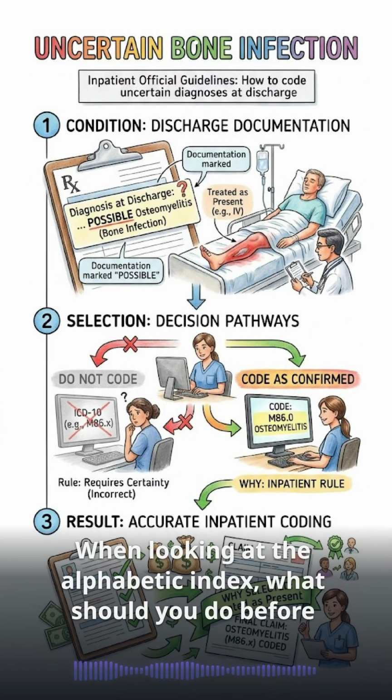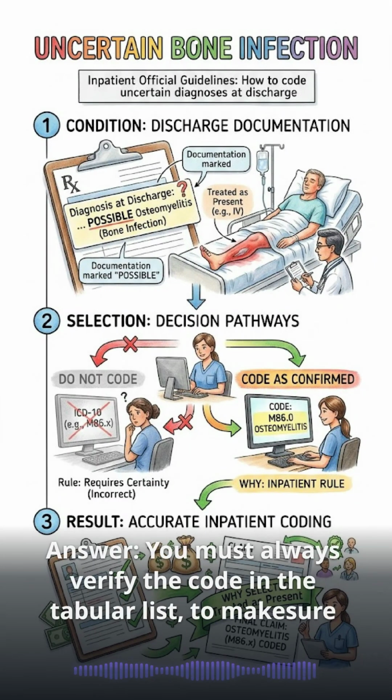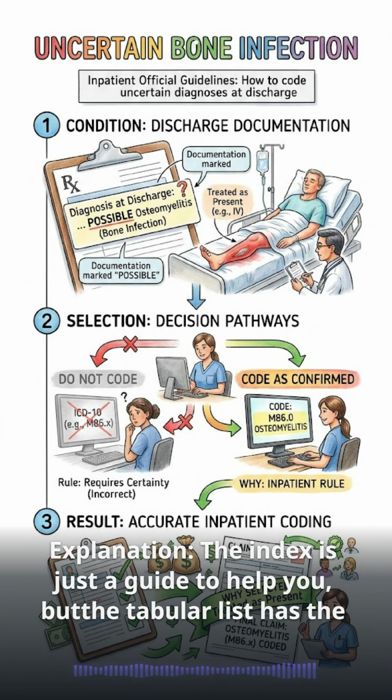13. When looking at the alphabetic index, what should you do before assigning the final code to the patient? You must always verify the code in the tabular list, to make sure you have the exact match. The index is just a guide to help you, but the tabular list has the strict coding rules.